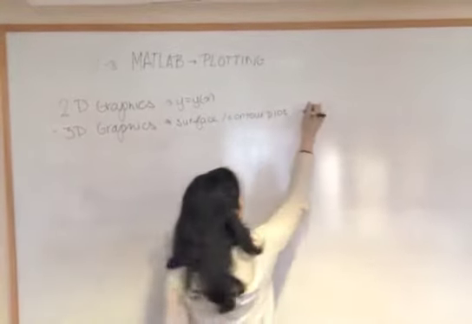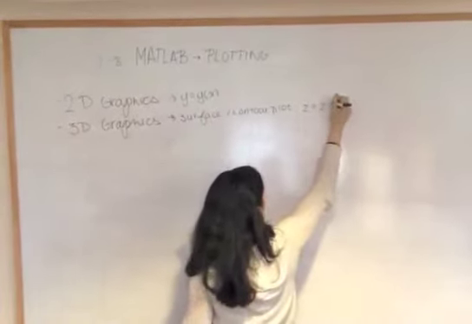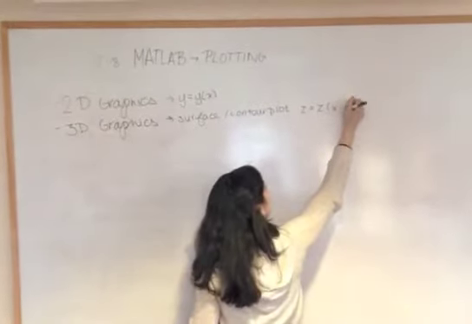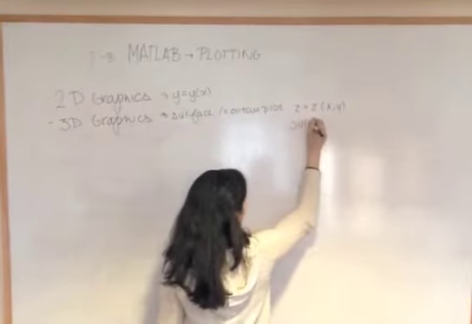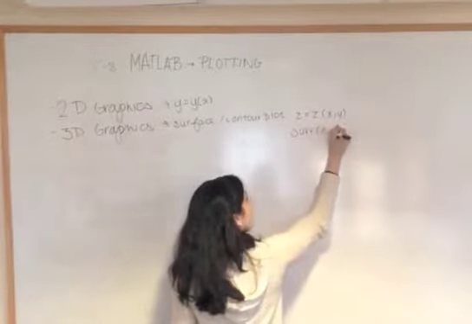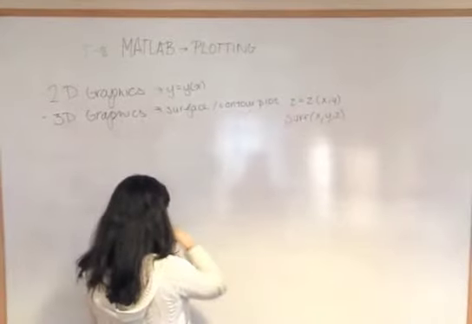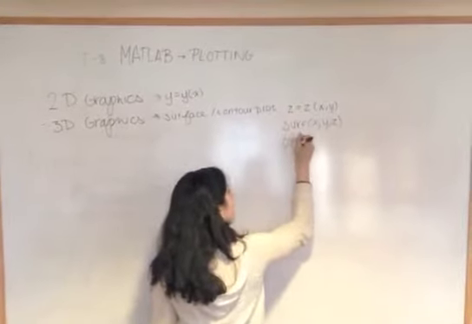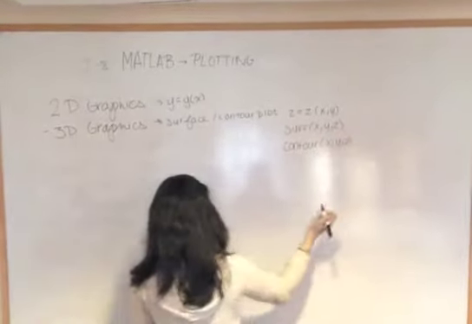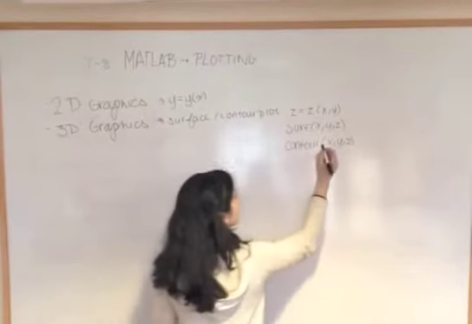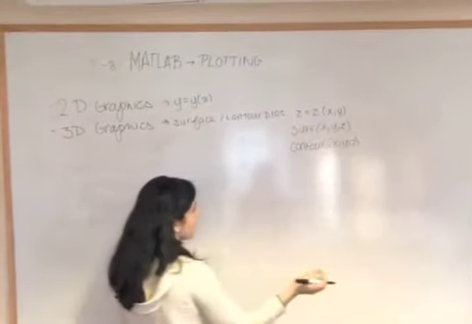And in this we're going to have 3 different variables. So we're going to have z equals z of x comma y. So we can either have surf, which is a function of x, y, z, 3 variables because it's 3D. And we can have a contour. For it to be filled, all you have to do is put an F after the contour, or you can take away the F for it not to be filled.